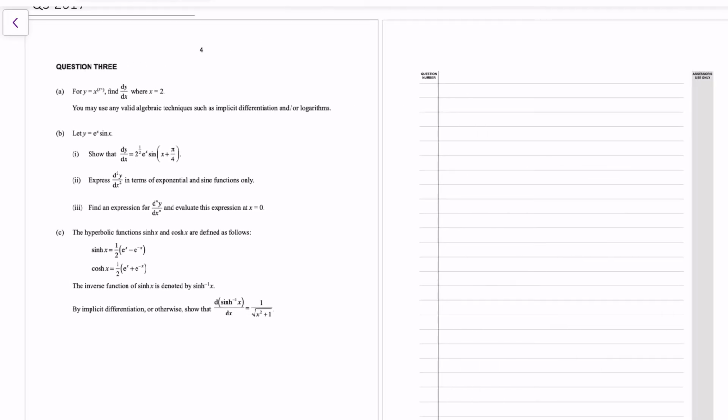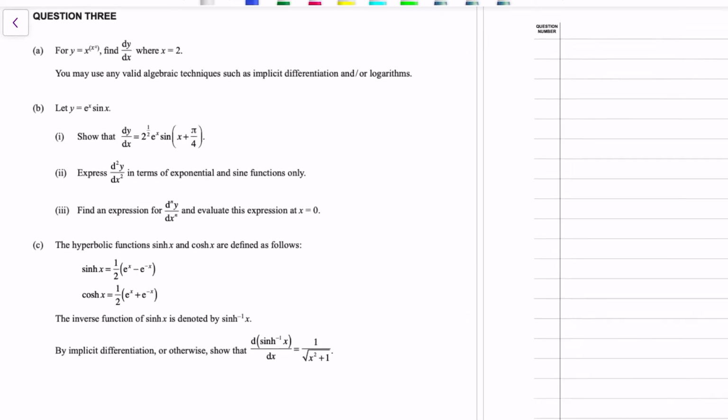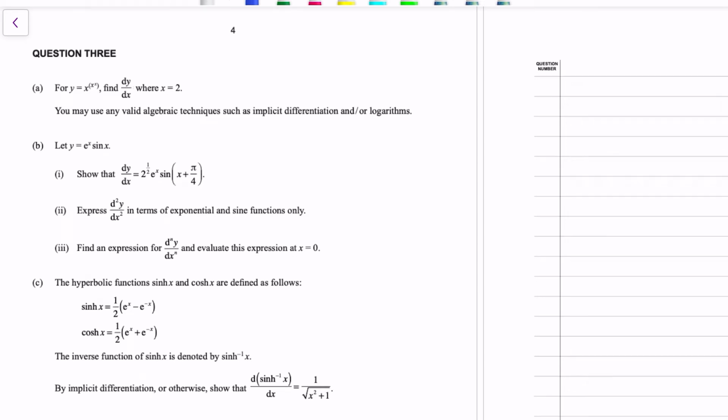Okay, part A. We've got a function x to the power of x to the power of x, and they've given us brackets there just so that we know which way the powers work. So we've got y equals (x to the power of x) all to the power of x, and we need to find dy/dx.